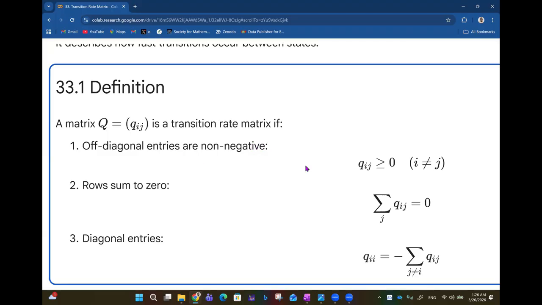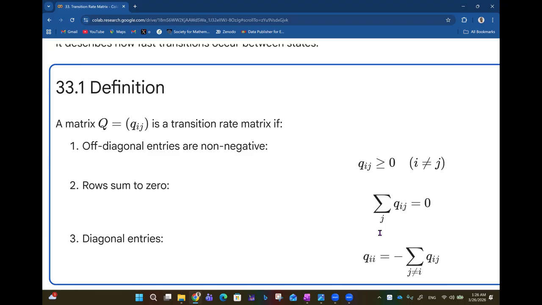Off diagonal entries are non-negative. So if anything is going to be negative, it will be things on the diagonal. That's all this is saying. Then rows sum to zero. That's what I just talked about previously. So the summation of Qij's over j is equal to zero, over the rows now.